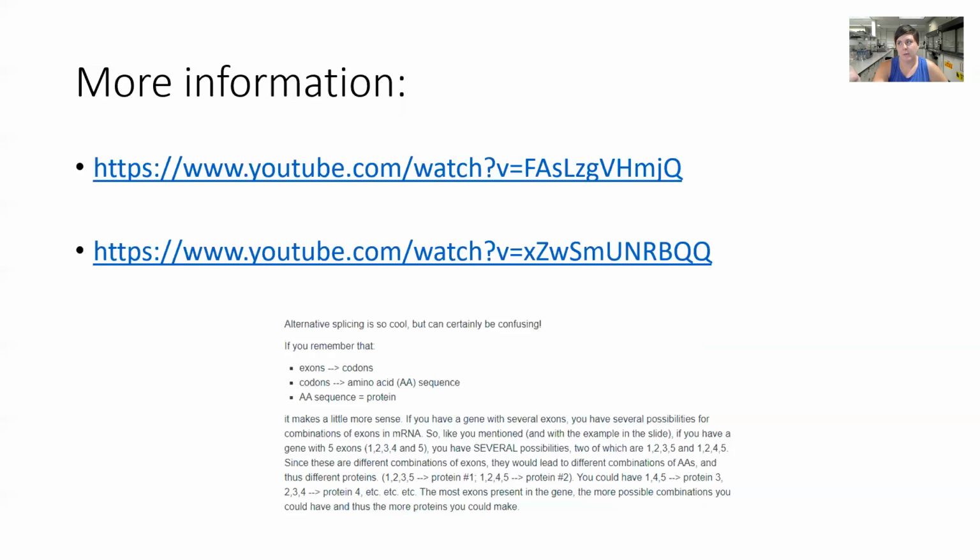So again, I do recommend you watch these videos as well. They can help. But the overall takeaway I want you to get from alternative splicing is that it allows you to have one gene code for multiple proteins.